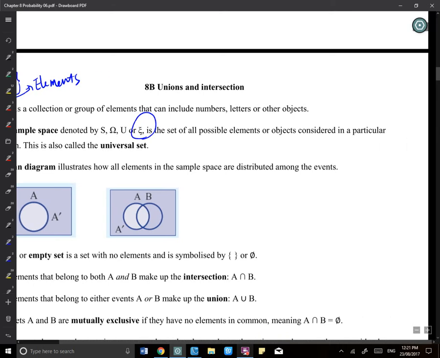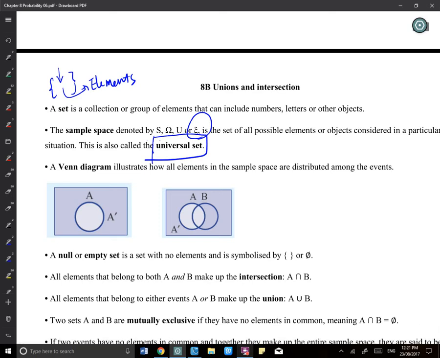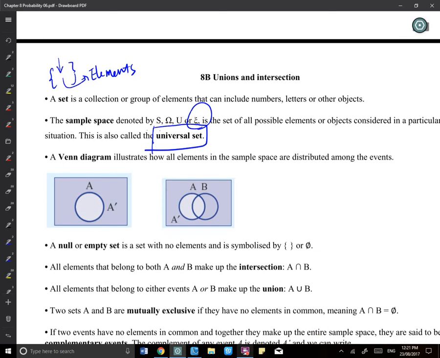And objects, and this is called a universal set. The sample space can also be called a universal set. It means everything in the set, all the possible outcomes. So it's called a universal set.